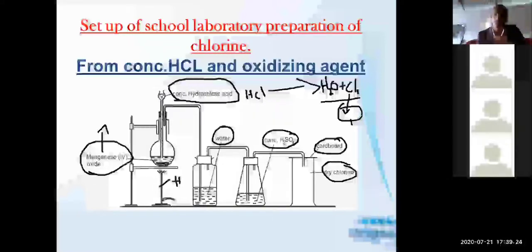So this chlorine is diatomic. To mean, di means 2. It has 2 chlorine atoms. That is what we meant by the term diatomic.